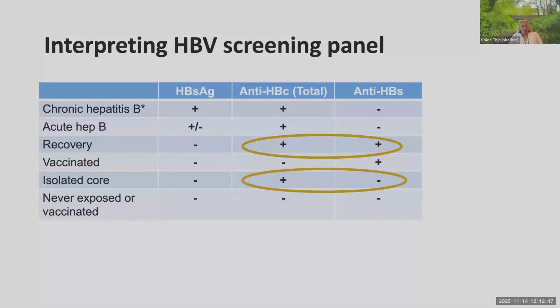So the recommendation really is not in everybody, but if you're going to go to a nucleoside-sparing regimen, check a hepatitis B DNA in these individuals, just to make sure they don't have chronic hepatitis B.